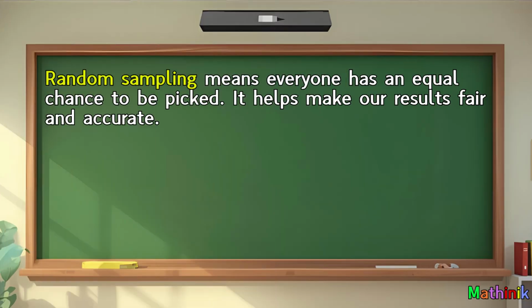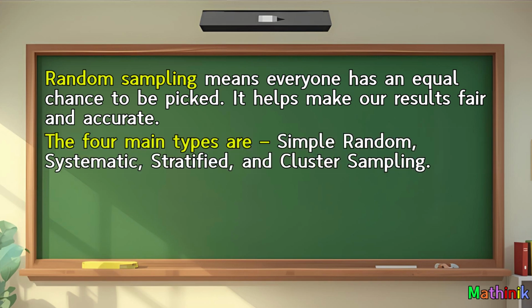Let's wrap it up. Random sampling means everyone has an equal chance to be picked. It helps make our results fair and accurate. The 4 main types are simple random, systematic, stratified, and cluster sampling. And remember, random sampling is used everywhere, in surveys, research, and even product testing.